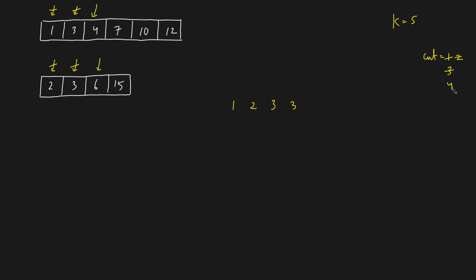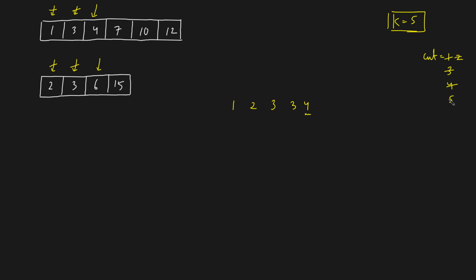Now again the comparison between 4 and 6 will be done. So 4 will be picked. And the moment the counter becomes 5, that means I've picked 5 elements. And the question clearly stated I require the fifth element of the two sorted arrays. So I can definitely say the last element that has been picked up when the counter becomes 5 is my fifth element of the two sorted arrays.